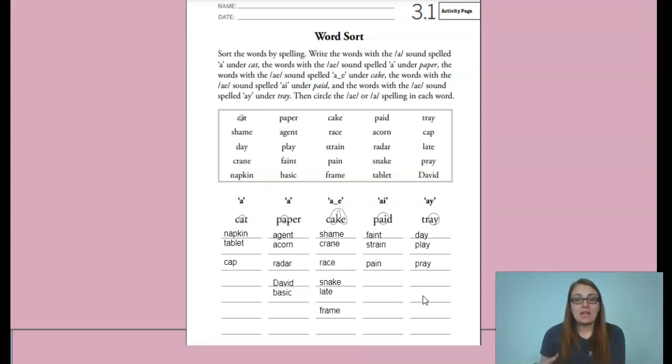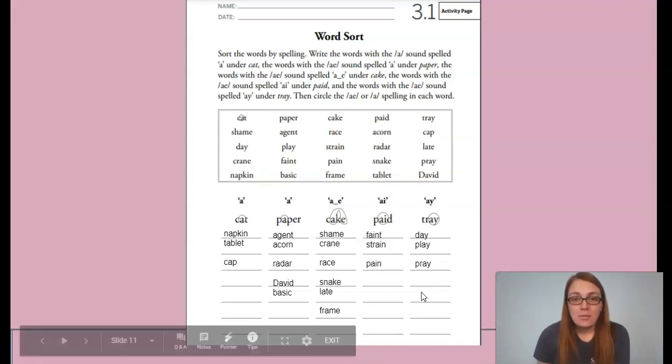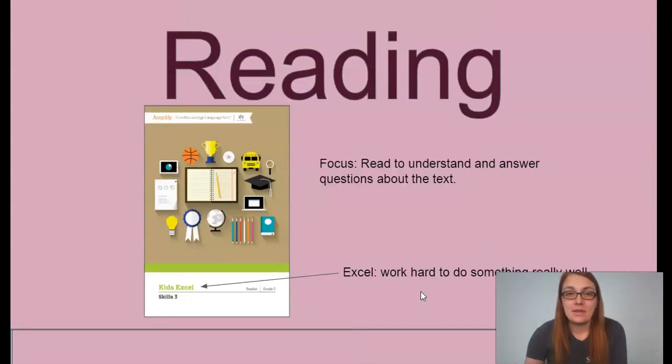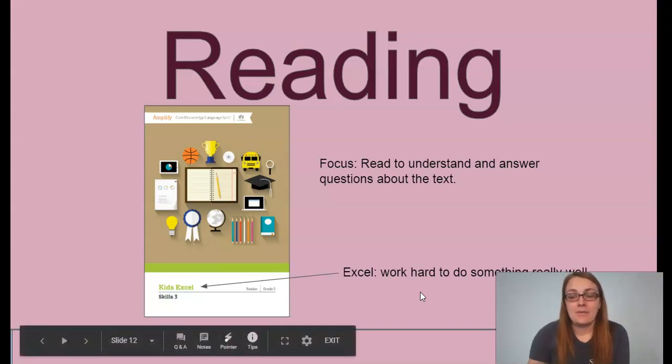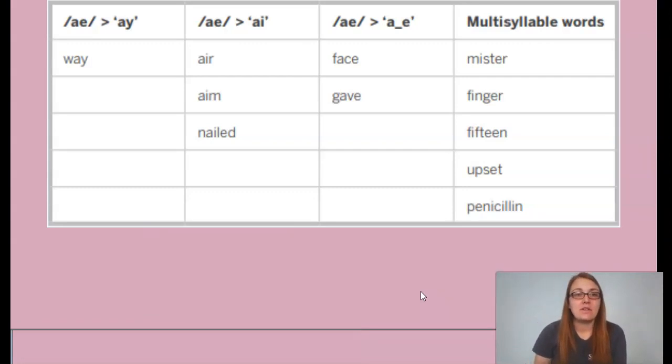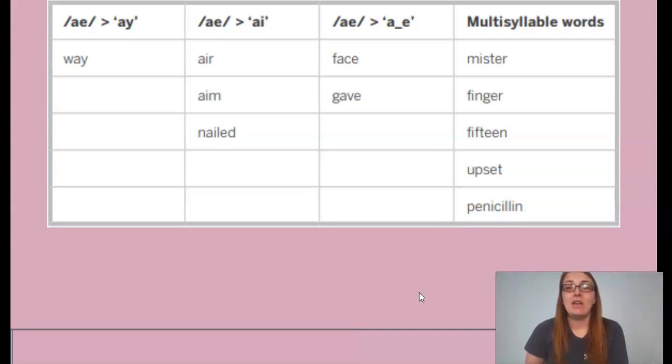So here is the completed list of all of the A words: A words like napkin and agent, A space E words like shame, AI words like faint, and AY words like day. Okay, our reading for today, we're still working in our Kids Excel story, reading the next story for the spelling bee. So some of our spelling words: AY like way, AI, we have air, aim, and nailed. A space E, we have face and gave, and our multi-syllable words, Mr., finger, 15, upset, and penicillin.